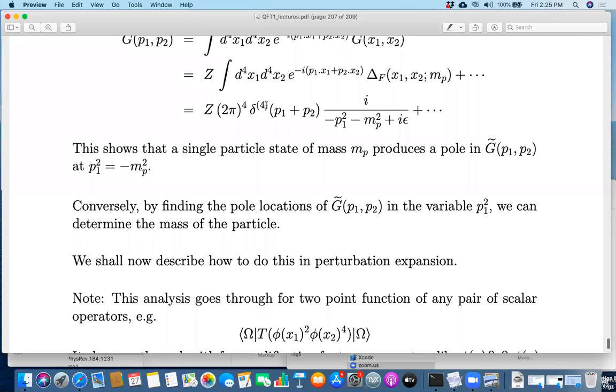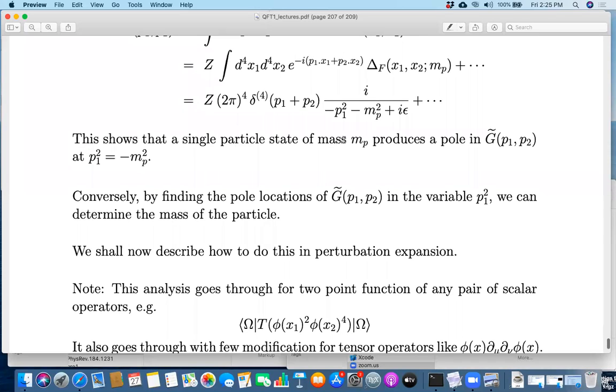So this is what I have said here, that we can look for a single particle state of mass mp. So what we see is that the single particle state of mass mp produces a pole in g tilde, but we can also reverse it by saying that by finding the pole locations in g tilde, we can find the mass of the particle. And this is the physical mass of the particle. We will now try to do this in the next 2 slides. I'll try to describe how to do this in perturbation expansion.